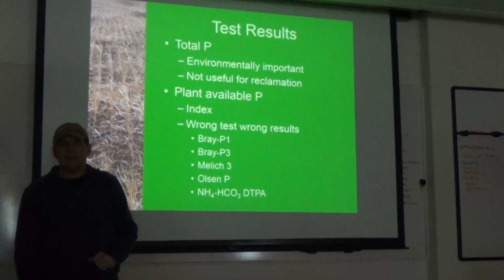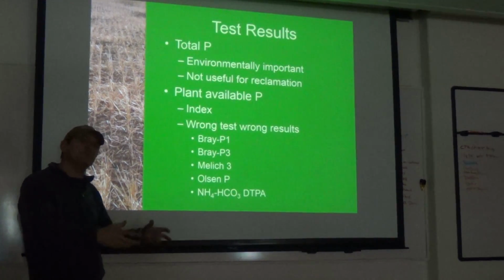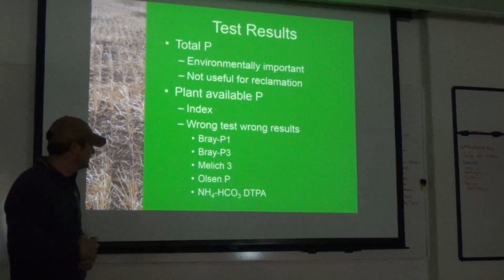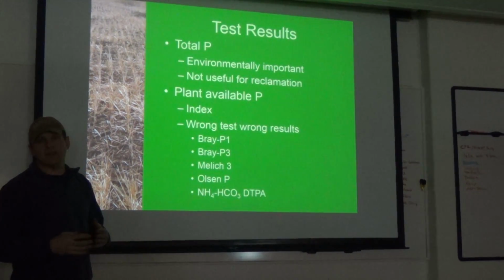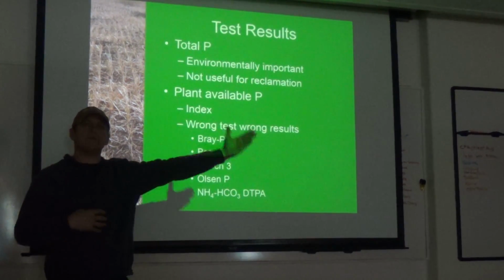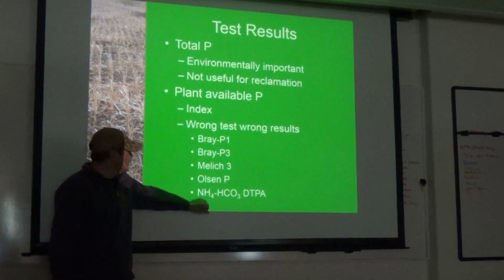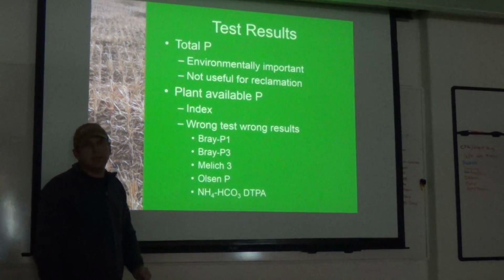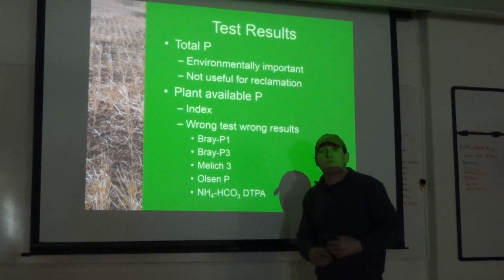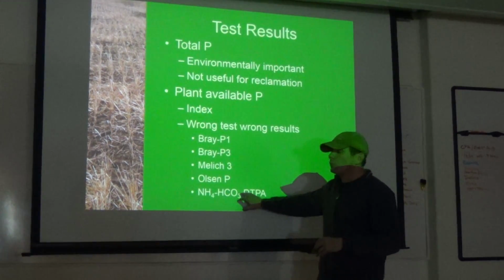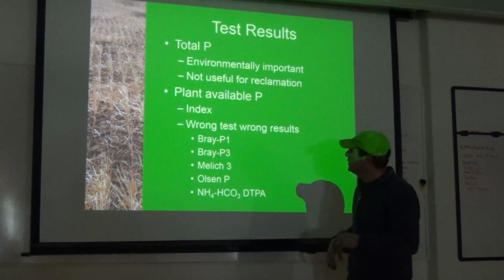The Mehlich 3 test has been developed for southeast soils more than any other, but it's becoming more widely adopted throughout the United States. The Olsen P test is only good for pHs of greater than 7.2, so it doesn't work well for the eastern United States, but works very well for the western United States. And then the ammonium bicarbonate test is a test that was developed strictly for western soils, Front Range soils pretty much. And this is what Colorado State Lab uses mostly on testing.